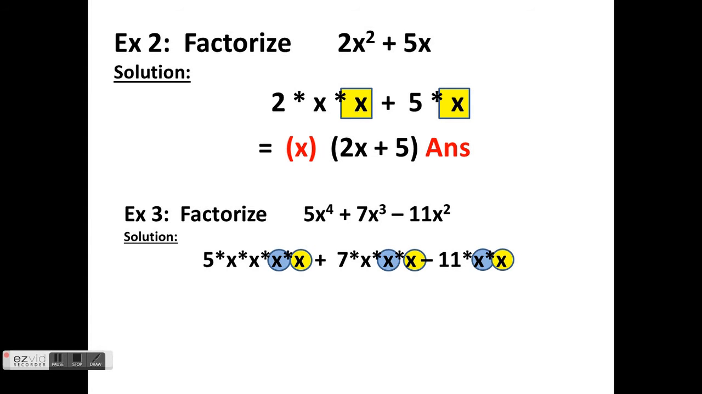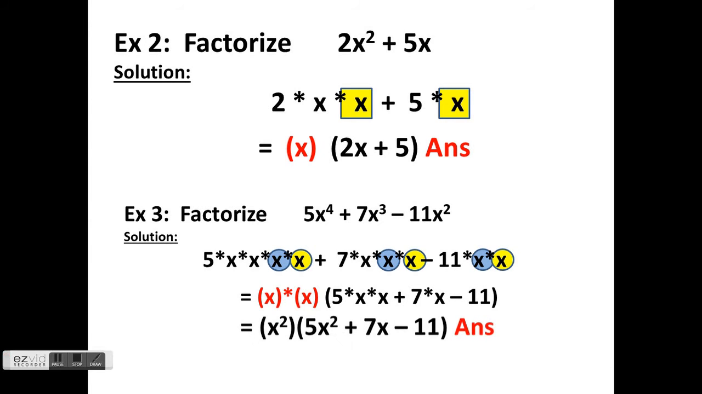Let us write bracket x, bracket x. Two factors outside, remaining inside. Now we will multiply outside, x square, and inside the second bracket, 5x square plus 7x minus 11. Again you see inside the second bracket, can we take anything common? No. Thoroughly you have to check for common factor. So this is the answer. Two factors we got.